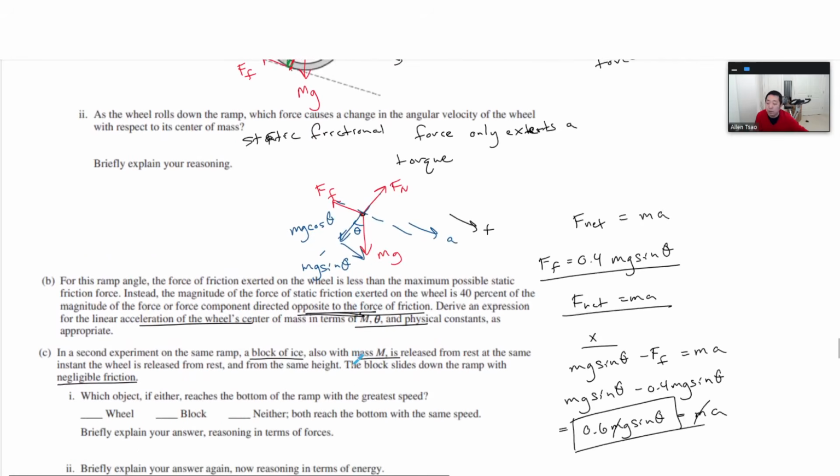So if I look at the block of ice, and I look at the forces here, there's no friction on this one.